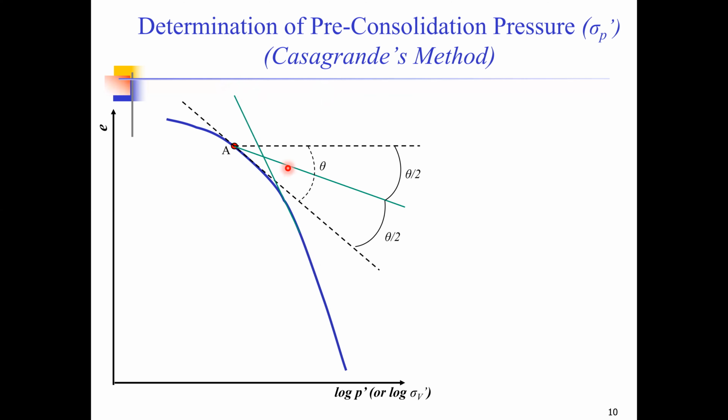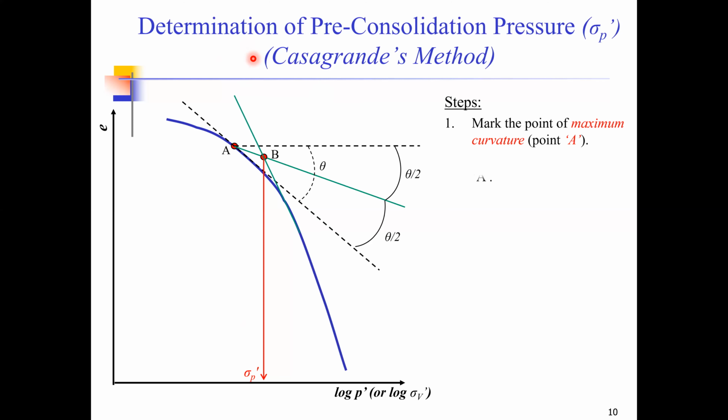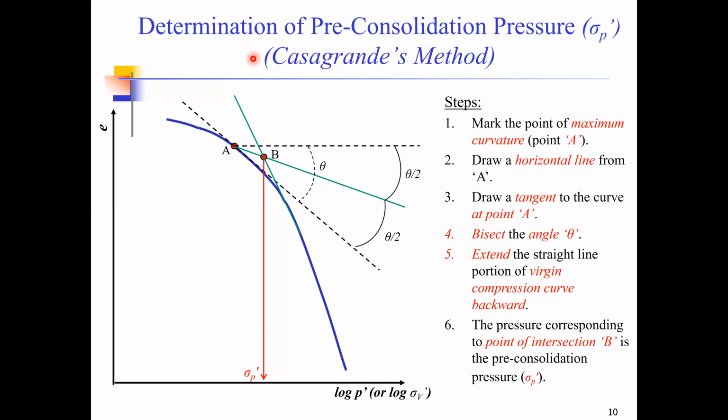Where these two green lines meet, this is the point B, which actually represents my point of pre-consolidation pressure. So this is what we call the Casagrande's method for the determination of pre-consolidation pressure. So by following these steps, we can determine the pre-consolidation pressure. The same steps that I have explained to you, I have summarized here for you as well. So this is the most commonly used method for the determination of pre-consolidation pressure.